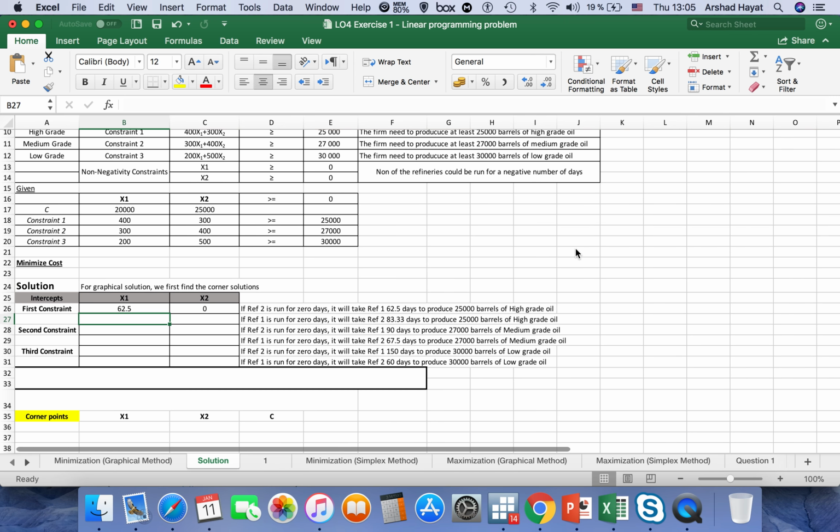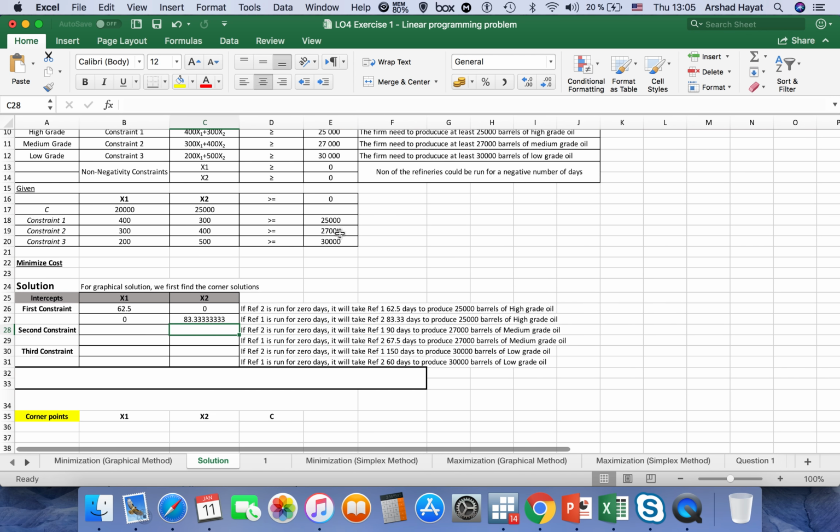Now the same way, if we say refinery 1 is run for 0 days, refinery 2 would be able to produce this required 25,000 in 25,000 divided by 300 per day. So it would be able to produce it in 83 days. So this simply means that when we are running refinery 2 only and no refinery 1, because it can produce 300 barrels in 1 day, 25,000 would be produced in 25,000 by 300. That would be this.